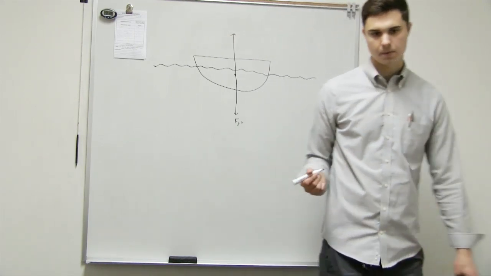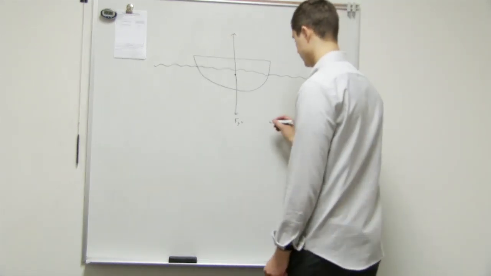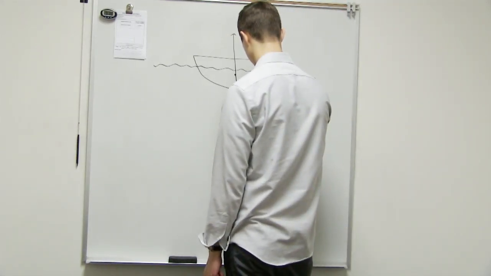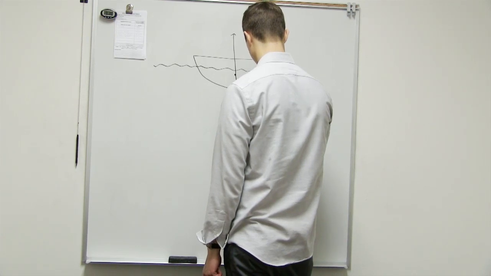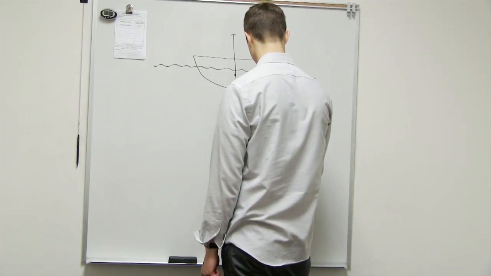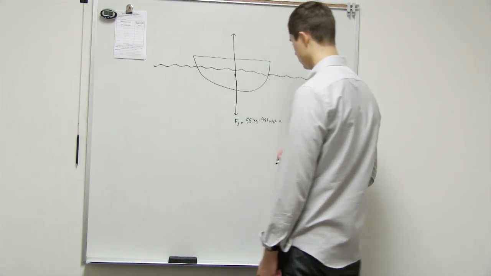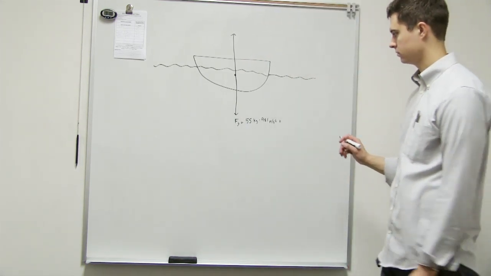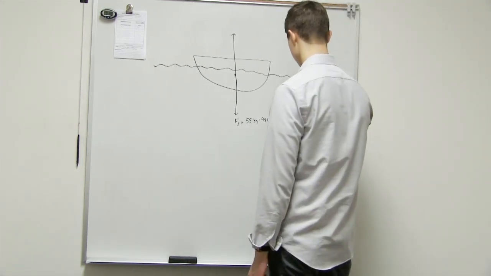Does it give us that number? 55. So 55 kilograms times 9.81 meters per second squared is 539.55.